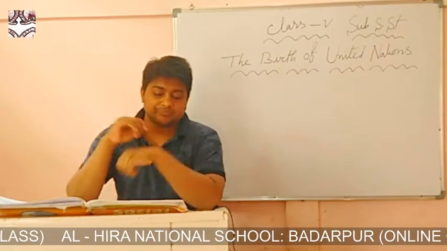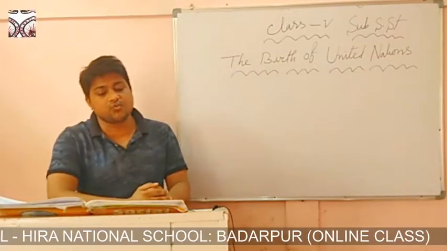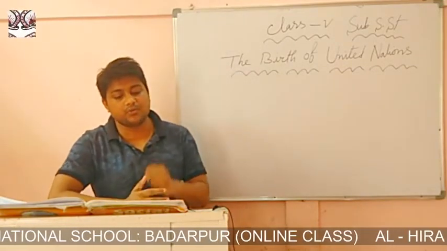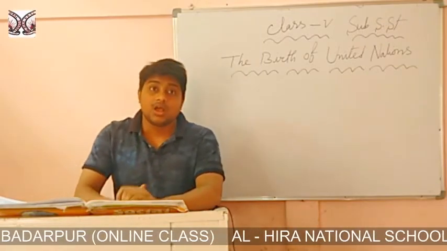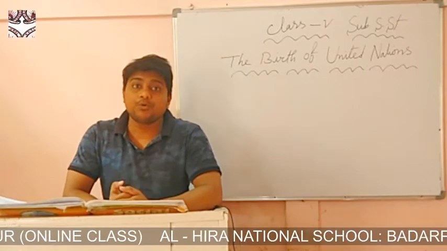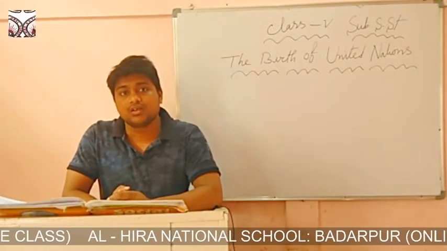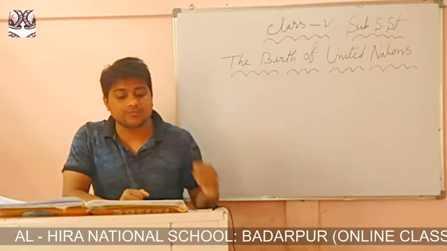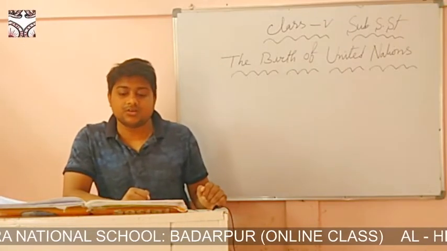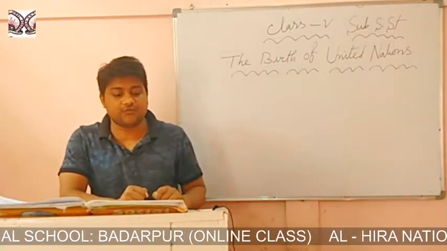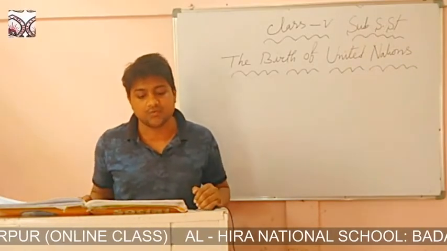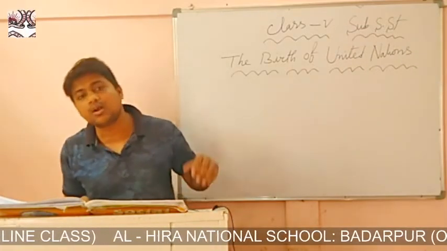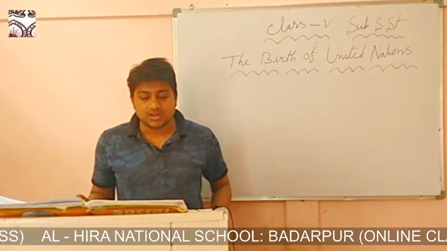Now what happened? The League of Nations was formed after the First World War to maintain peace, but it failed to prevent the Second World War. After the First World War, people realized the destruction of war. So that is why they formed the League of Nations, an organization. But this organization failed to stop the Second World War, and as a result, the Second World War broke out.